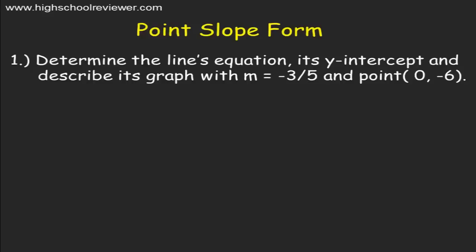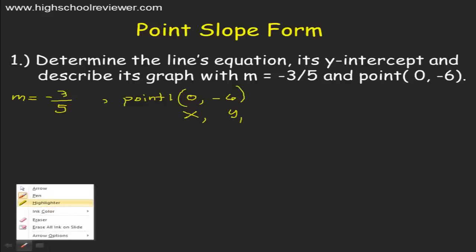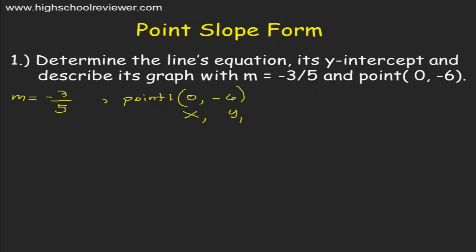Okay, so our given, we have a slope which is -3/5, and we have a point. Let's call this point 1. So this will be point 1 with values of 0 and -6. Since this is point 1, 0 will be our x sub 1 and -6 will be our y sub 1. Okay. We are going to use the point slope form equation, and that is y minus y sub 1 is equal to the slope, or m, multiplied by x minus x sub 1.